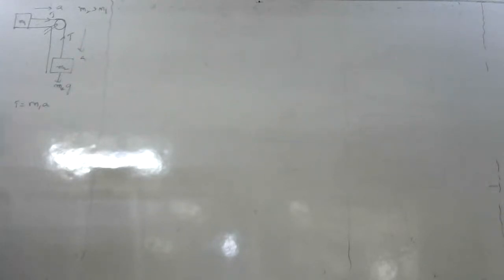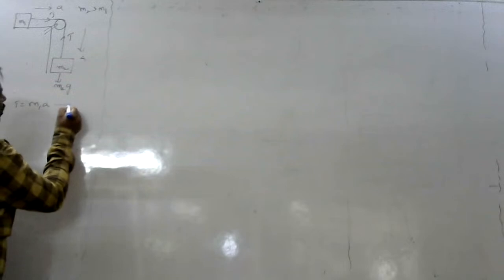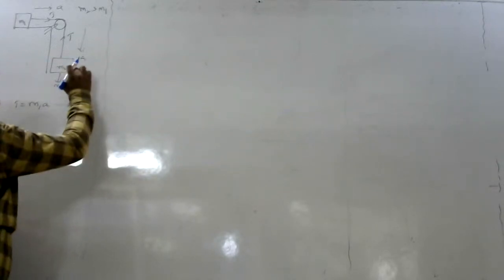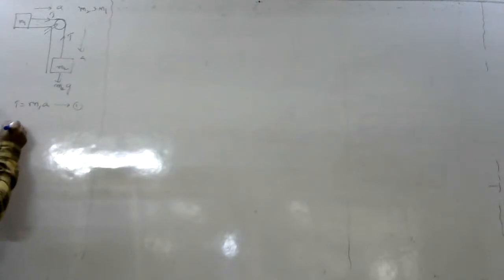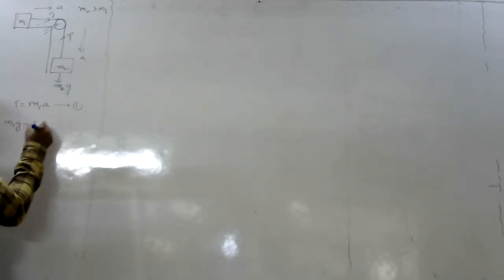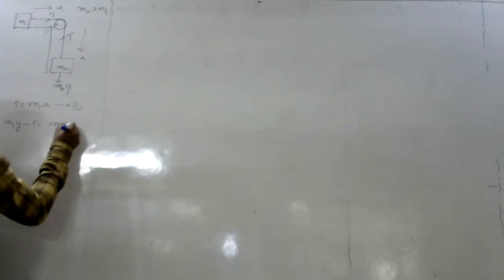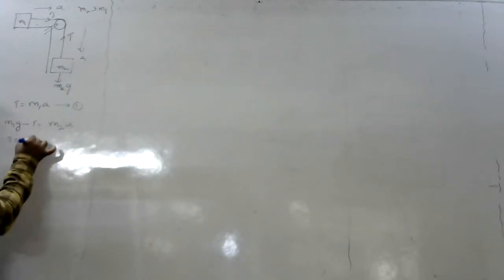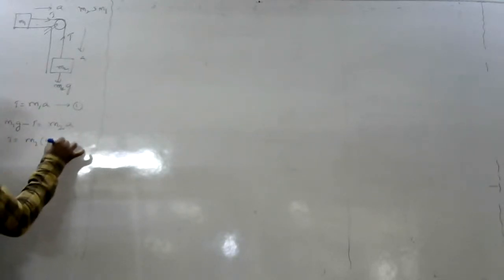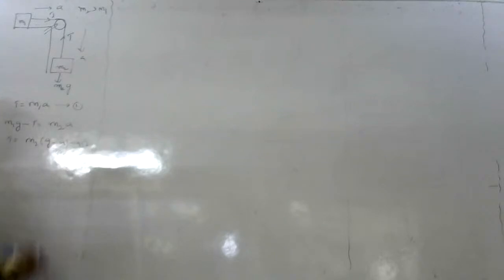From the free body diagram, tension T is equal to m1a. This is equation 1. From this free body diagram, m2g minus T is equal to the net force m2a. From this equation, T is equal to m2 into g minus a. This is equation 2.